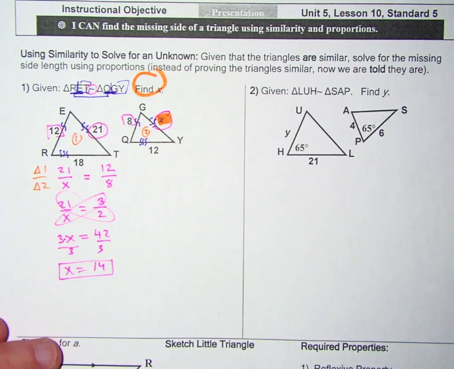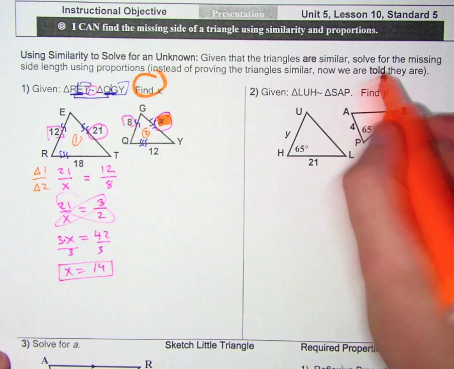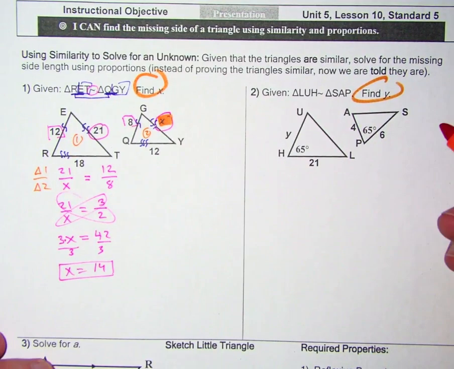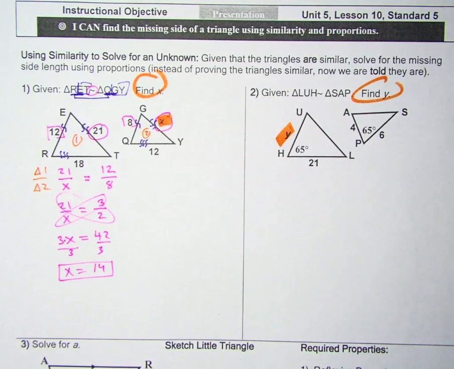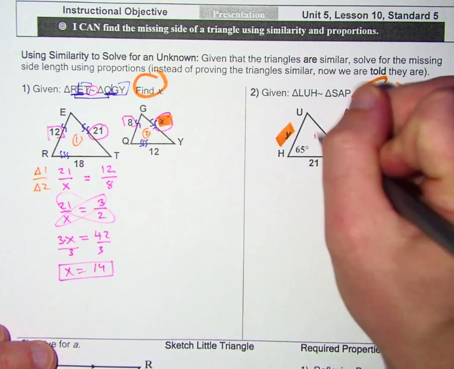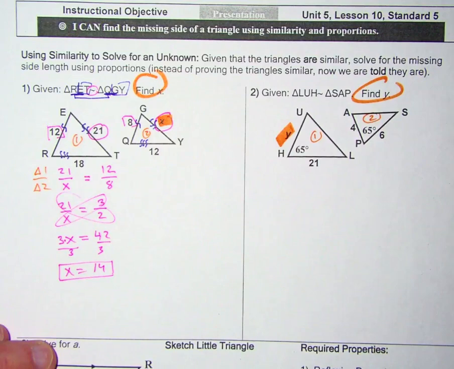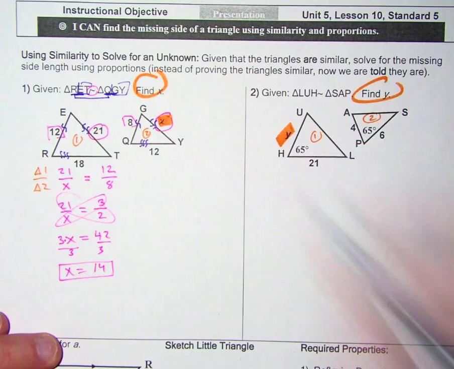Our find is y. So we're looking for it. Where is y? There it is. And you need to set up triangle 1, triangle 2. You can hit pause and try this one on your own. We're told already that they're similar, so they are proportional.